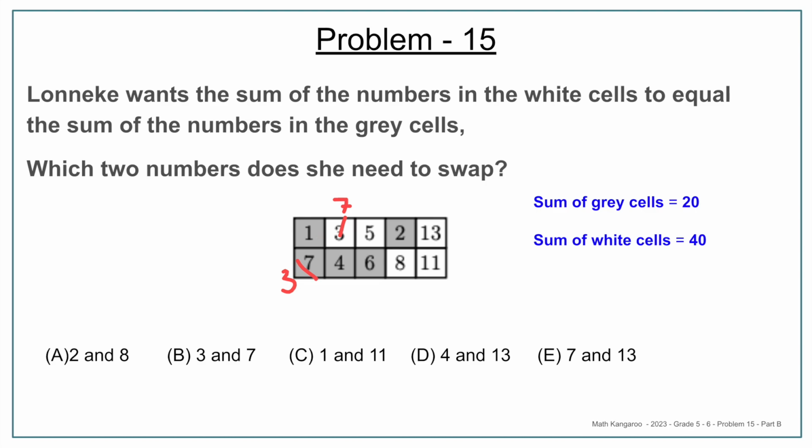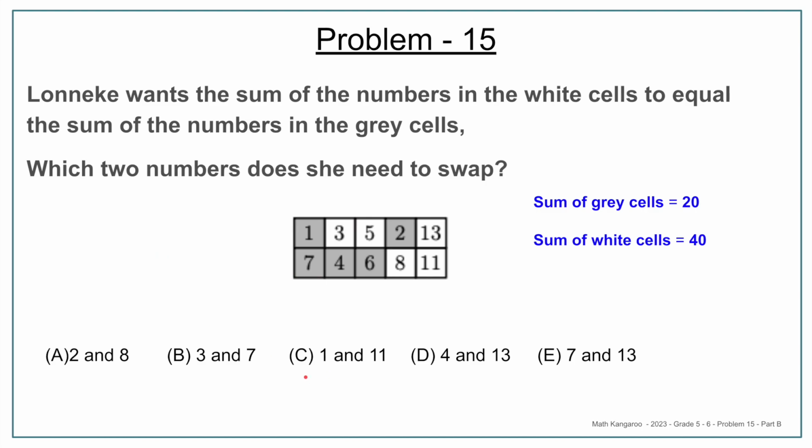So 1 plus 3 gives us 4, 4 plus 4, 8, 8 plus 6 gives us 14, 14 plus 2 gives us 16. Okay. Now we add 7 plus 5 gives us 12, 12 plus 8 gives us 20, 20 plus 11 gives us 31, 31 plus 13 gives us 44. Option B is also not our answer.